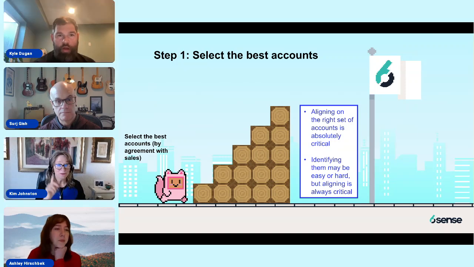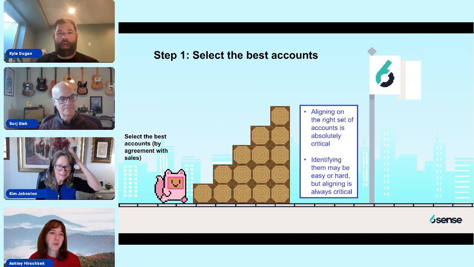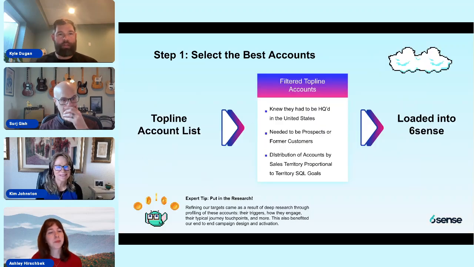Yeah, I will just cover this really quick. Step one, we're going to select the best accounts, right? We're going to align on these accounts. We're going to make sure that we have alignment with sales on this. And that's basically it for step one.